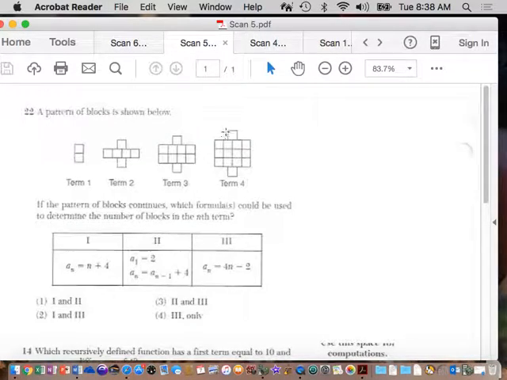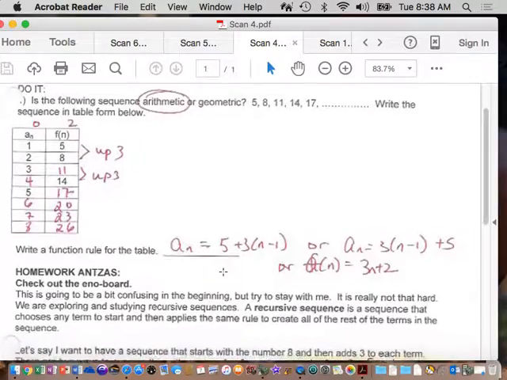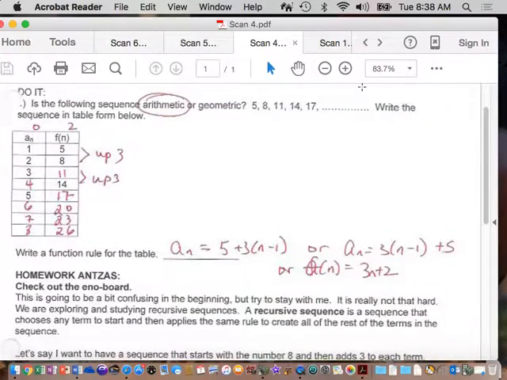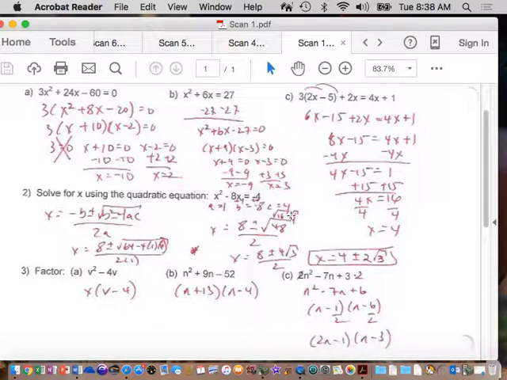All right. Now, today's do it. Oh, we got to go over the homework first. Sorry about that. All right, let's take a look at last night's homework answers.